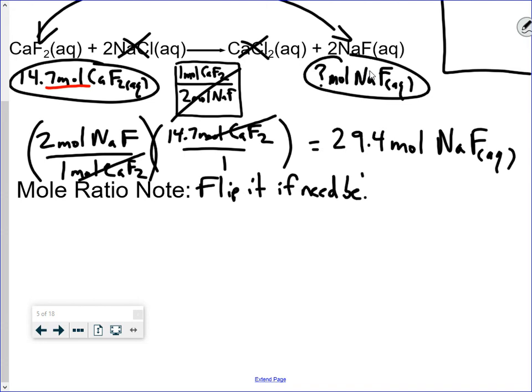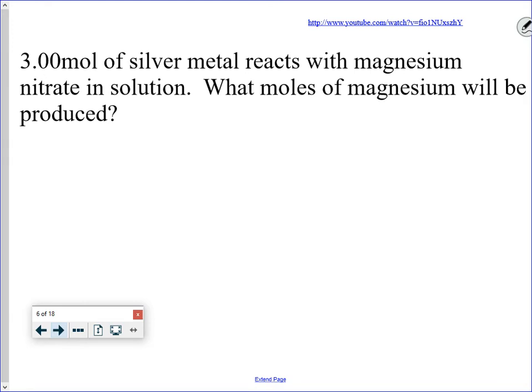It's very easy. We're going to try one more. This one says 3 moles of silver metal react with magnesium nitrate in solution. What moles of magnesium will be produced? A little bit tougher. We're not given a reaction here, so we have to write it out.